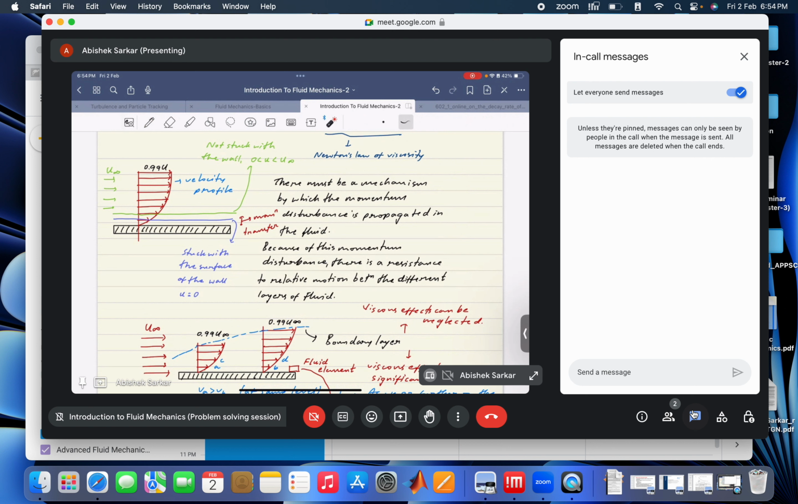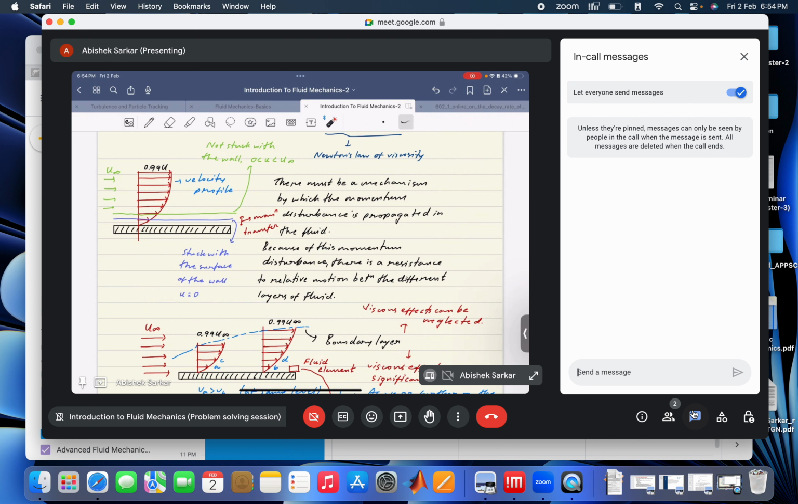And because of this momentum disturbance, there is a resistance in the relative motion between the different layers of the fluid. That is also being shown here: there is a relative velocity between different layers of the fluid because of this momentum transfer, and we have already discussed what gives rise to it. That is the intermolecular force of attraction between the molecules in the case of liquids, and molecular momentum transfer in the case of gases. And this phenomenon or mechanism that gives rise to a resistance to the relative motion of different layers of the fluid is called the viscosity of the fluid.